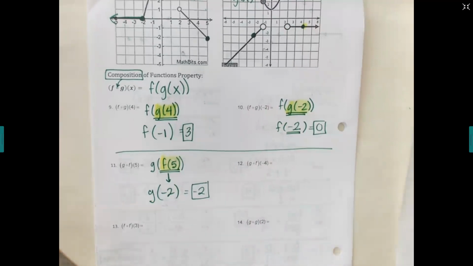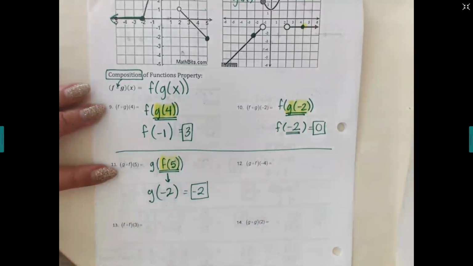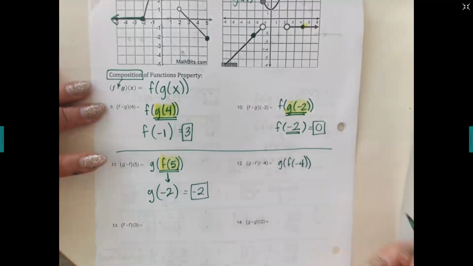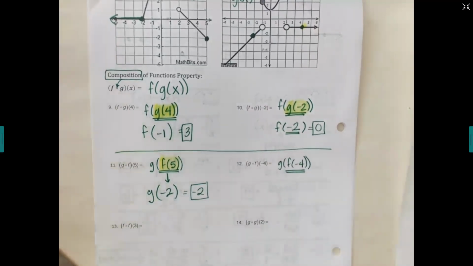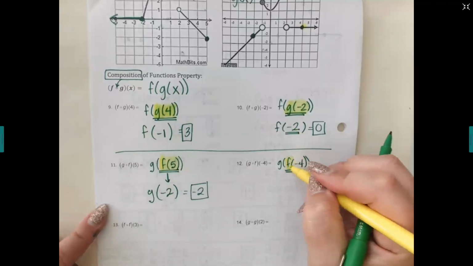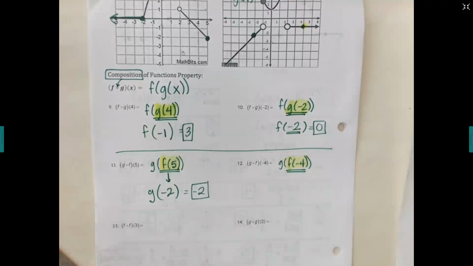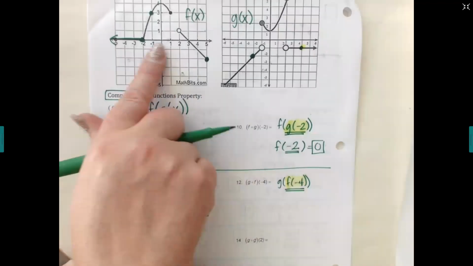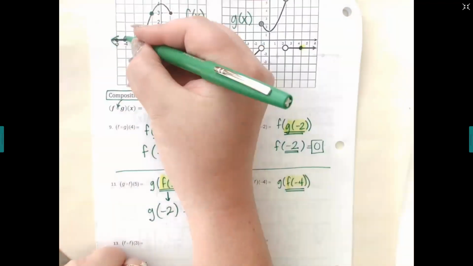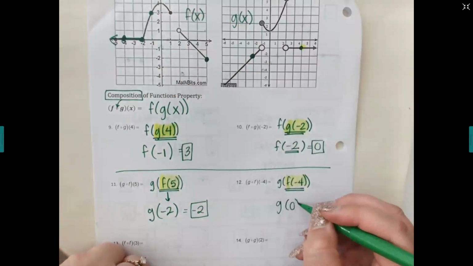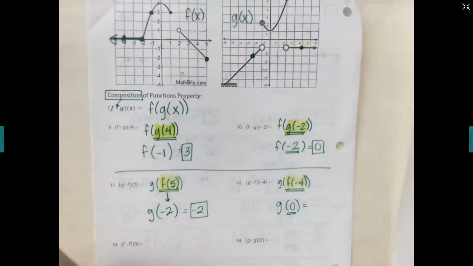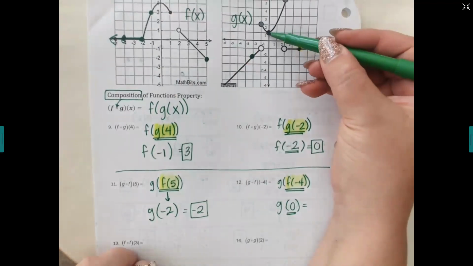Take a look at number 12. Notice your order for this one is the same, that the G comes first, followed by the F. So then I'm going to find my F of -4. Then once I know whatever that number is, I'll plug that result into function G second. So F of -4, that's the first graph. -4 is here. So I see my Y value would be a 0. Then I'm finding G of 0. But remember, you're working your way from the inside out when you're evaluating. So G of 0, then here I see that that would be a 1.